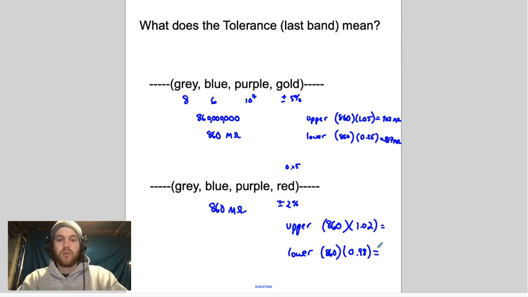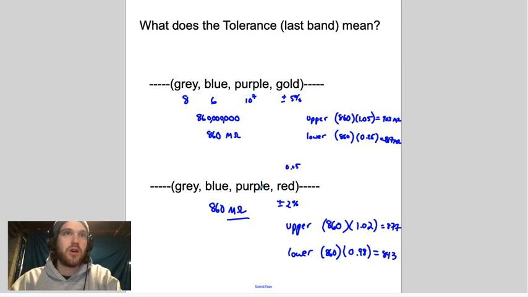Okay, so we're going to go ahead and go for it here. So that's 860 times 1.02, which is 877.2 mega ohms. Down here is 0.98 times 860, which is roughly 843 mega ohms. So make sure you include units on your answers when you're doing this. I need to see whether you're using mega ohms, kilo ohms, ohms, or milliohms.